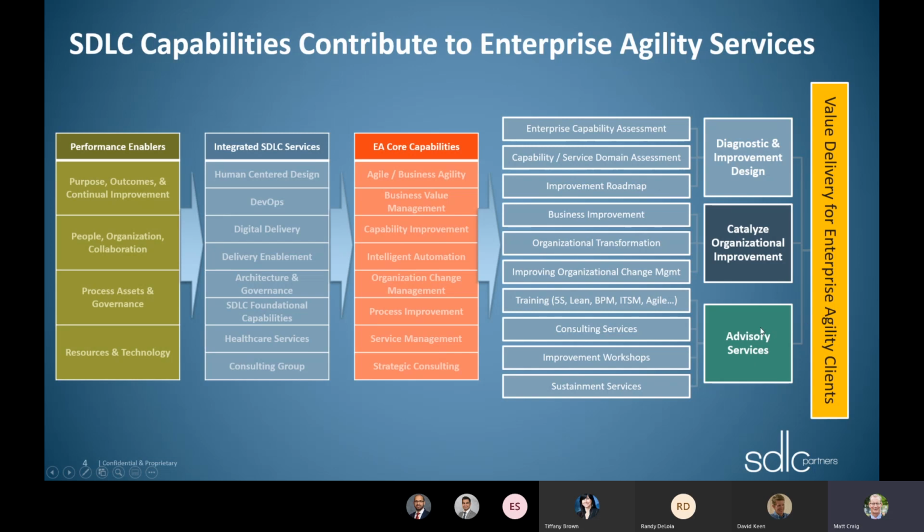And then the third family of services from Enterprise Agility is more of a mixed bag of advisory services. They may be more ad hoc.